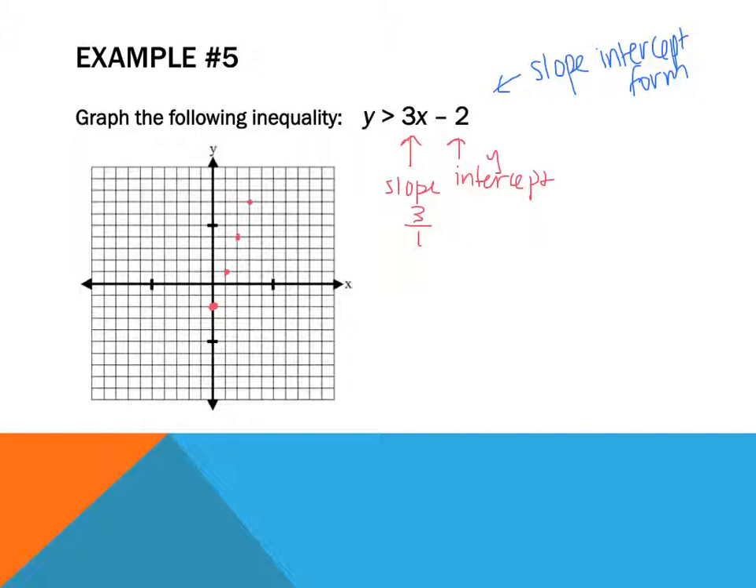Okay, from here, this is where it's going to change a little bit. Now I have this inequality sign. Because it does not include the equal to, I'm going to have a dotted line. So these two are going to have a dotted line. Anytime you add in an equal to, it's going to be a solid line. We don't have an equal to, so this is going to be a dotted line.